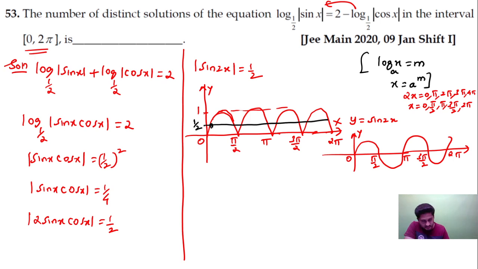This will be 1, this will be 2, this is 3, this is 4, this will be 5, this is 6, this is 7, this is 8. Okay, so number of solutions will be equal to 8.